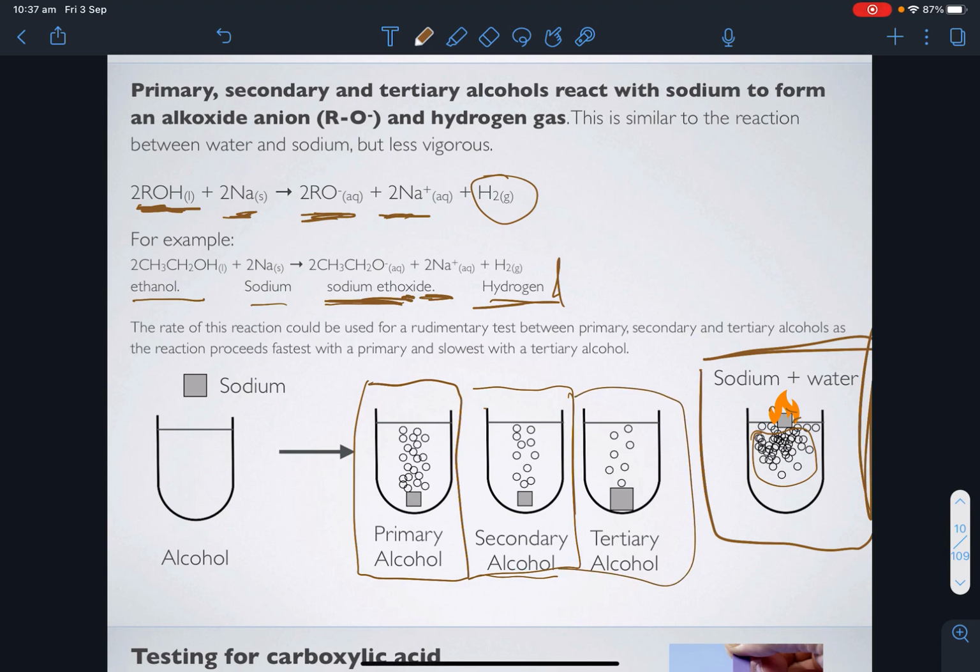So you can use sodium to make sure you've got an alcohol. And if you've got other alcohols handy, a primary, secondary, and tertiary, you can even compare the reactions to have a good guess about whether your unknown one is primary, secondary, or tertiary. So that's a nice handy one.